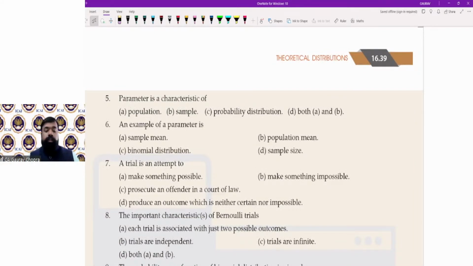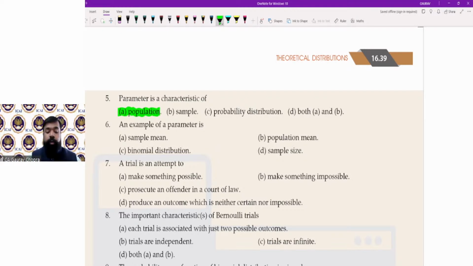Okay. Then the fifth one, a parameter is a characteristic of. So this is basically based on population. So a parameter is basically a characteristic of the population. Then the sixth, an example of parameter.